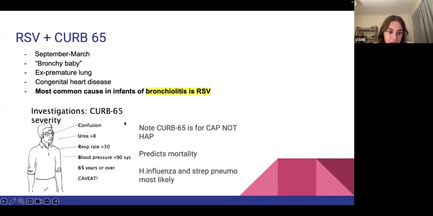The CURB-65 criteria, they do assess this a lot in lab med, so just learn it. It's confusion, urea, respiratory rate, BP, and 65 years or over. And the most likely organisms for a community acquired pneumonia are H. influenzae or strep pneumo.